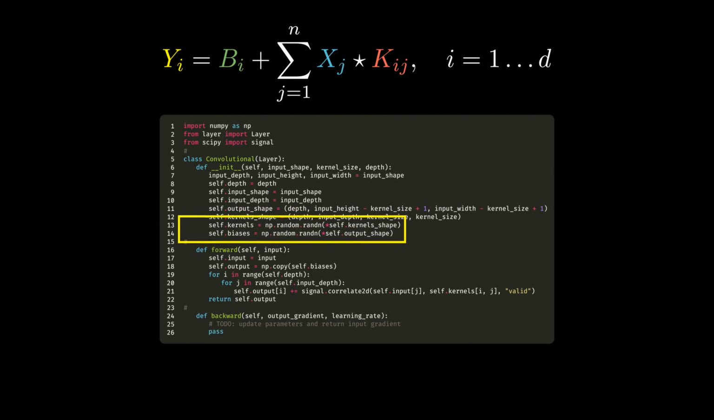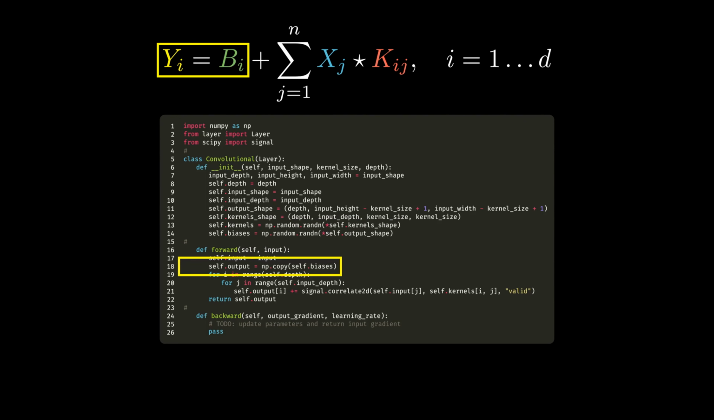Finally, we initialize the kernels and biases randomly. Note that we don't have to create a variable containing the shape of the biases, since they have the shape of the output. The forward method takes in the input and computes the above formula. We start by copying the current biases, since each output is equal to the bias plus something else.